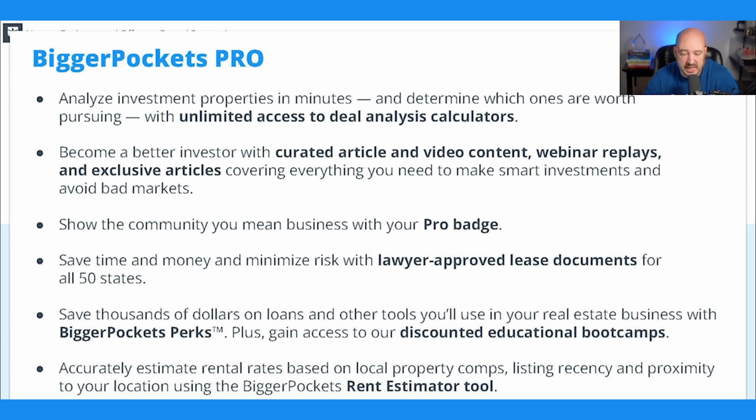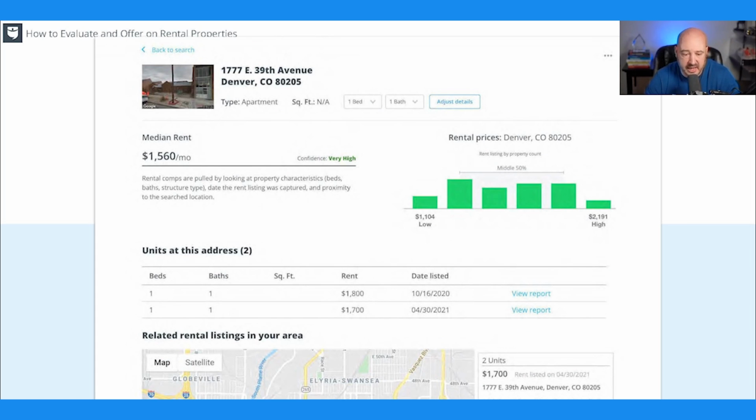And then you can accurately estimate rental rates based on local property comparables, listing recency, and proximity to your location using the BiggerPockets Rent Estimator tool, which is the first tool that I showed you when we looked up what we could expect for rent on that Kentucky property. So this is an example, right? You're going to look up this property on East 39th Avenue in Denver. You can see that the median rent on a 1-bedroom, 1-bathroom here is $1,560 a month. And then you can look below at the map like I showed you to make sure that what you're looking at is accurate and you can have confidence in it. They're doing everything to make it so easy for you.